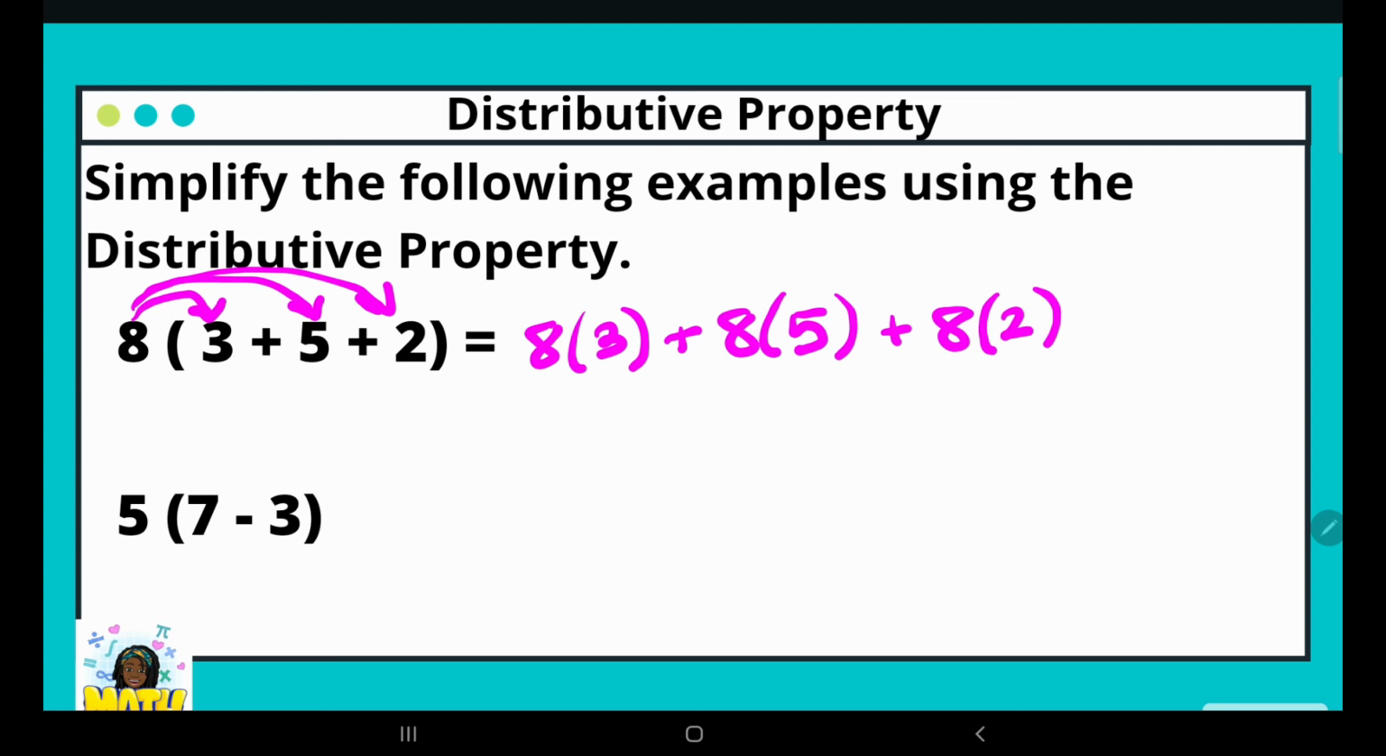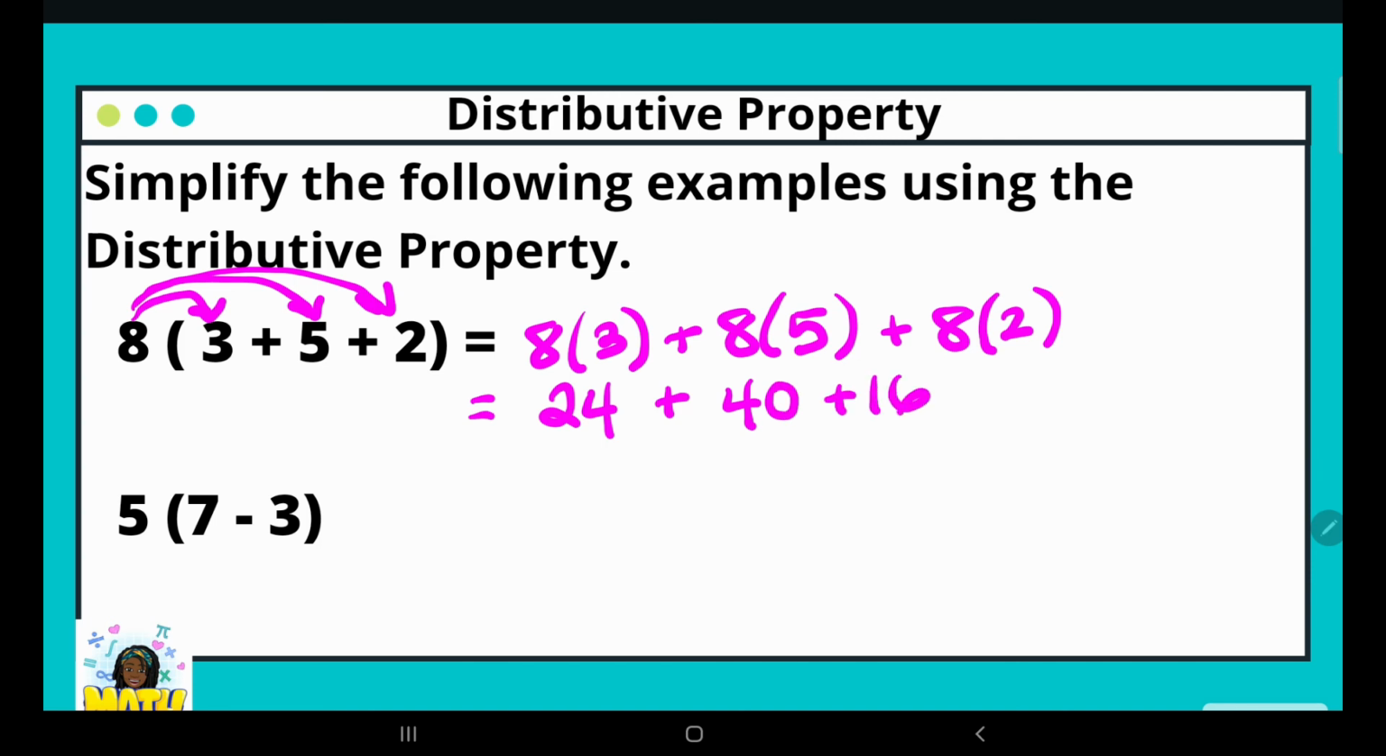And this is pretty much going back to the definition, right? So it pretty much said I could have added all of these, so 3 plus 5 plus 2, and then multiplied by 8, and I should get the same answer as if I multiplied each of the values inside the parentheses by the number on the outside. Let's go ahead and solve. 8 times 3 is 24. 8 times 5 is 40. 8 times 2 is 16.